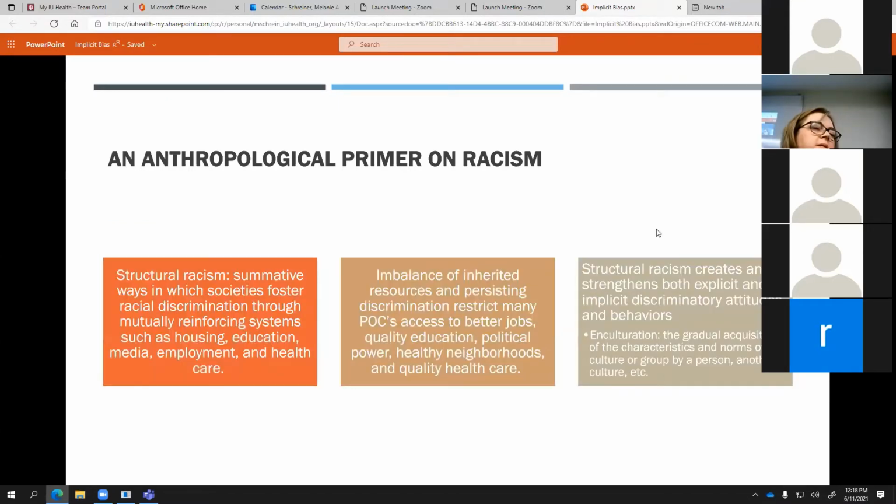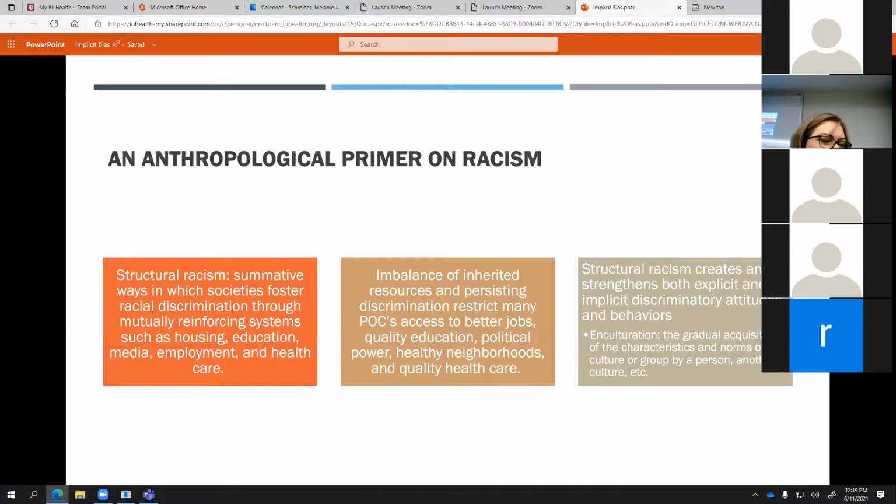Okay. So some other concepts to be aware of when we're talking about the concept of race. There are a lot of different ways that race impacts the way that we go about the world and the way that we learn about the world through our culture. One of those concepts is structural racism. It is the way in which a society creates or fosters racial discrimination through mutually reinforcing systems such as housing, education opportunities, media portrayals, employment, or healthcare access. It is an imbalance of inherited resources and persistent discrimination that can restrict many people of color's access to better jobs, their quality of education, et cetera. And then structural racism can create and strengthen both explicit or implicit discriminatory attitudes and behavior.